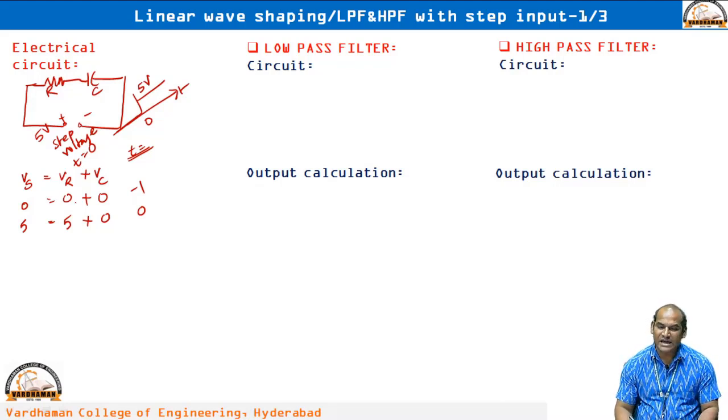So, listen carefully: a capacitor does not allow sudden changes in voltages. It will maintain the same voltage after the sudden change as was there before the sudden change.